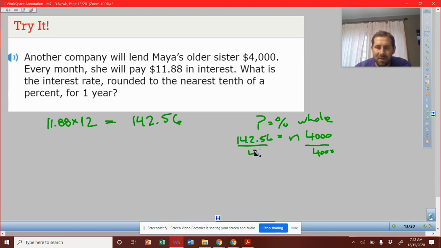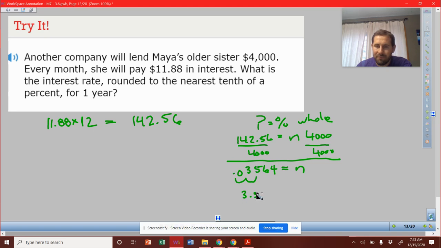And over here, we need to divide by 4,000. And then we get our n, which is our percent. And then we have to calculate what that equals. And you get something like this, 0.03564. Okay, that's our percent. So in order to turn this into a percent, I've got to move the decimal 2 spaces.